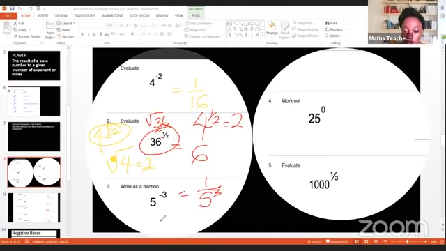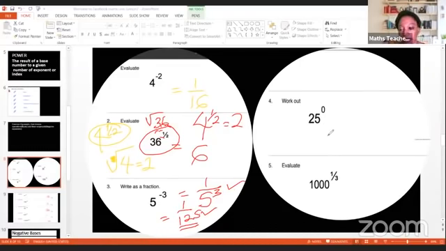This is what this means, which is the same thing as 1 over 125. They want you to write your answer as a fraction. So if you write it this way, it's correct. If you write it this way, it's correct. Both of them are correct, because 5 cubed is 5 times 5 times 5.